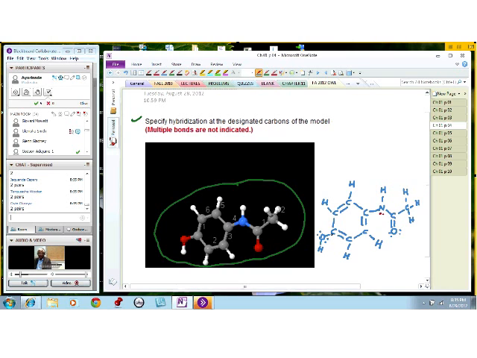Okay. So now what is the question they want us to answer? Specify hybridization at the designated carbons of this model. Okay, let us start. Somebody just joining us, Rudolph Brown. How are you doing? Welcome. Okay, now, let us start with this carbon here. What is the hybridization? Just let me know. You give me the hybrid. Okay, sp2. Great. sp2.